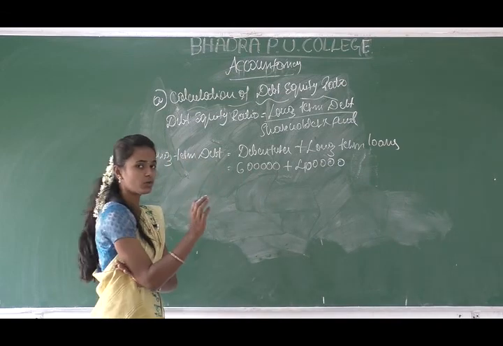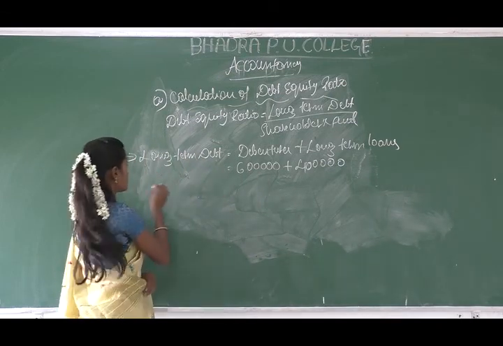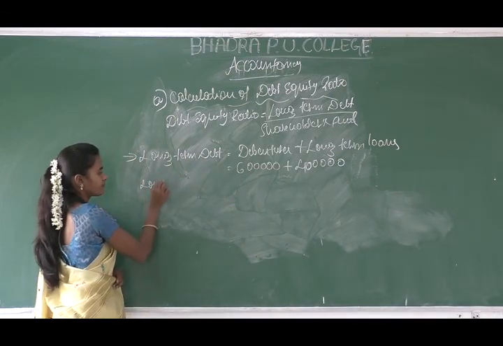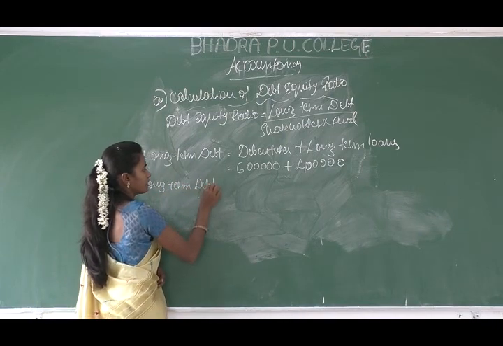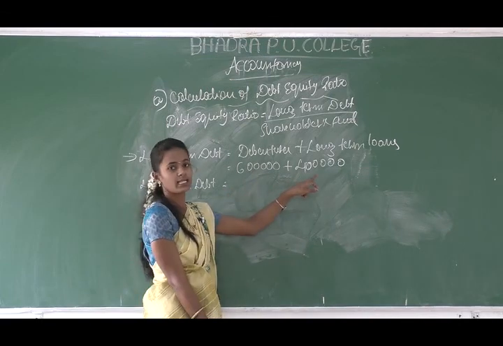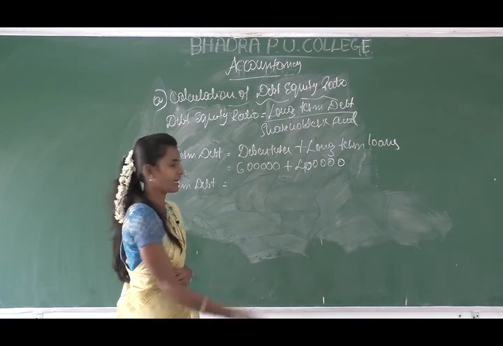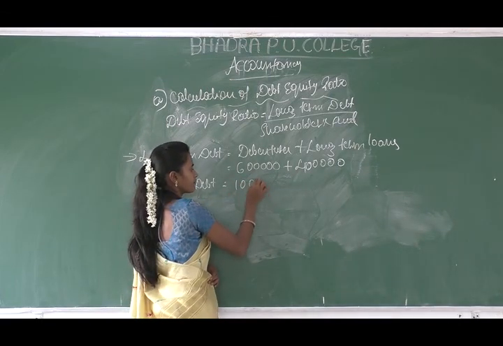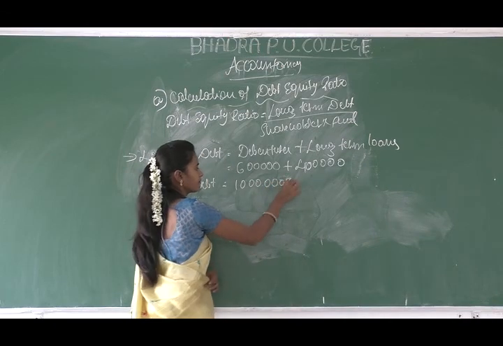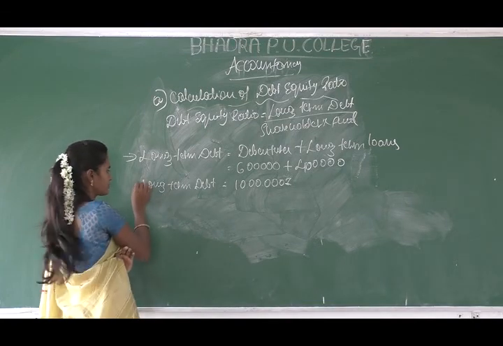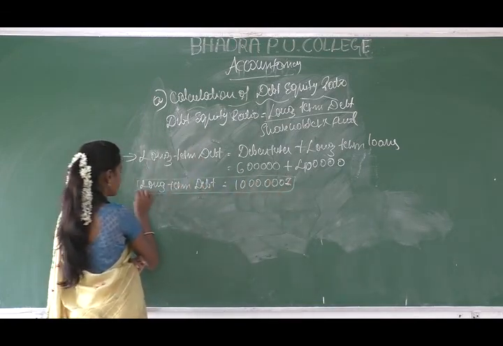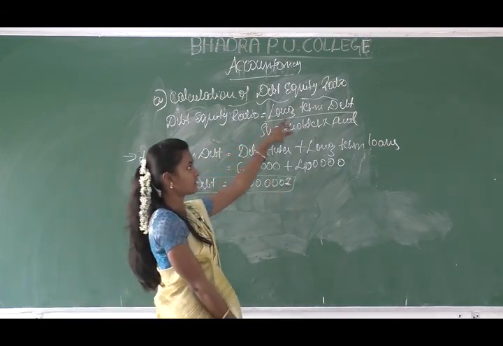Yes, we have both, that is debentures and long term loan. So finally long term debt is equal to 6 lakh plus 4 lakh, it's 10 lakh. Yes, the long term debt is 10 lakh rupees. So now we come to know the long term debt.